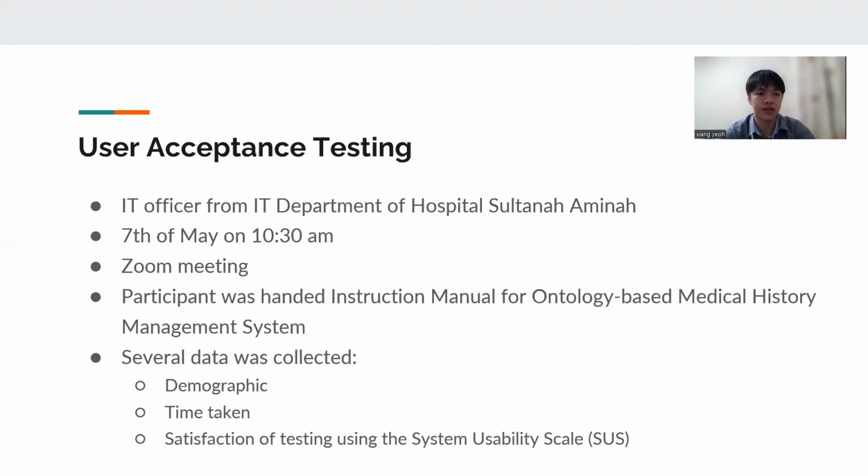Okay, and now we will talk about the user acceptance testing, or UAT. So the participant of our UAT is an IT official from the IT department of Hospital Sultanah Aminah, and it was carried out on the 7th of May at 10:30 a.m. via Zoom meeting. And the participant was handed an instruction manual for our ontology-based medical history management system, and several data were collected during and after the testing, which are the demographics, the time taken for every task, and also the satisfaction of testing using the System Usability Scale, or SUS.